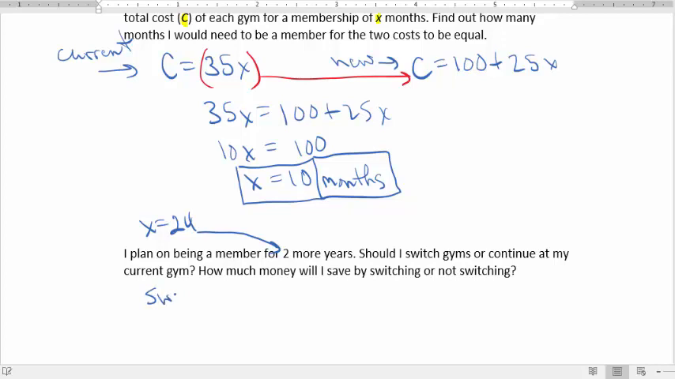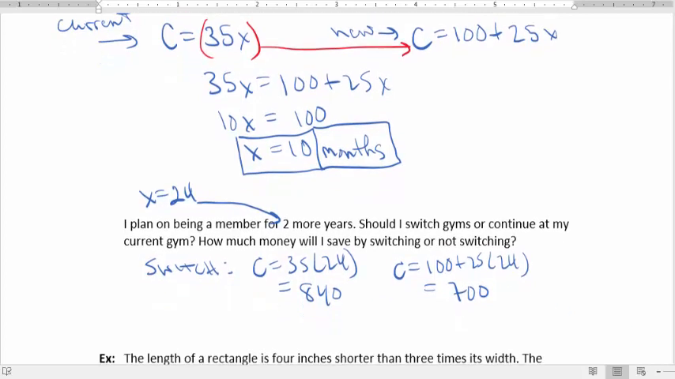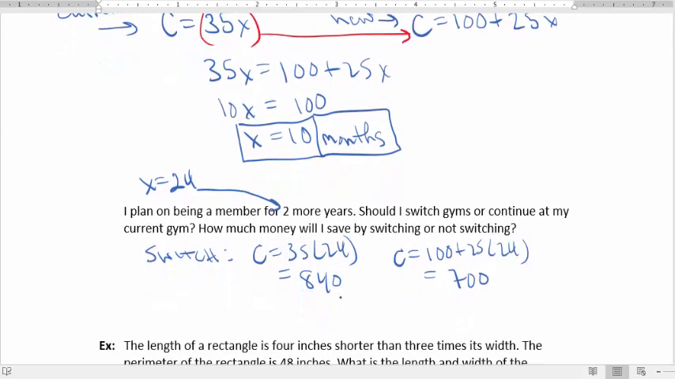Because at the current gym, you'd have 35 times 24, which is 840. And at the new gym, it's going to be 100 plus 25 times 24, which is 700. So you would pay a total of 840 at the current gym, and only 700 at the new gym. So the difference then is $140.